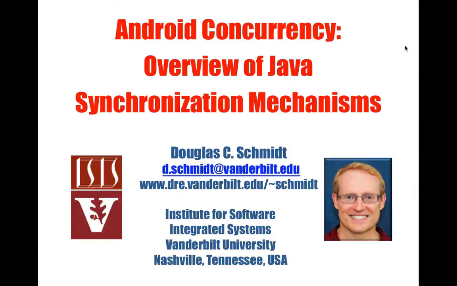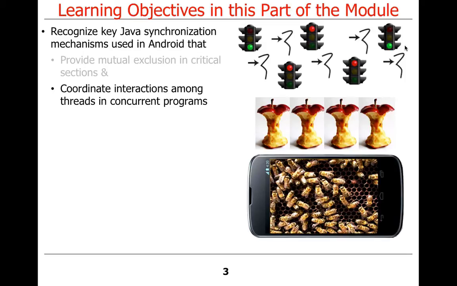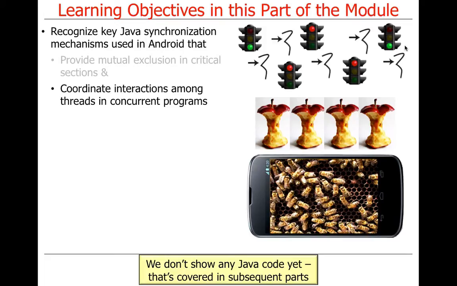Okay, the next topic, which shouldn't take too long, hopefully, is to go through an overview of Java synchronization mechanisms. So we've talked before, why do we have synchronization? We have synchronization in order to be able to protect against race conditions by having mutual exclusion on critical sections and to coordinate interactions among concurrent programs.